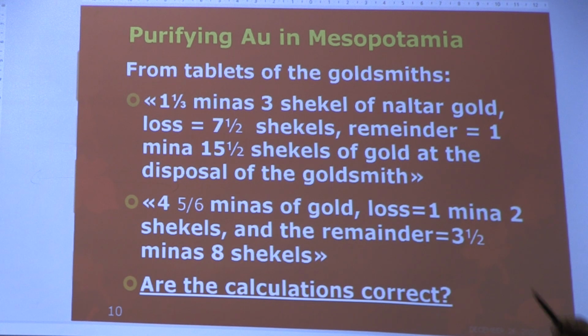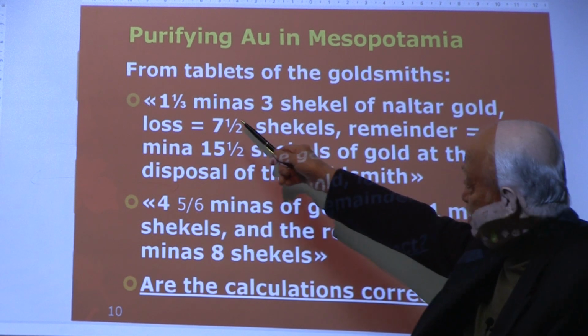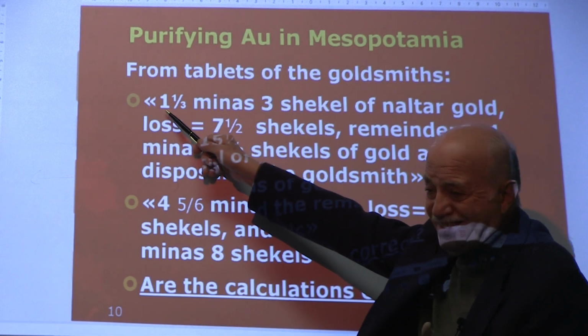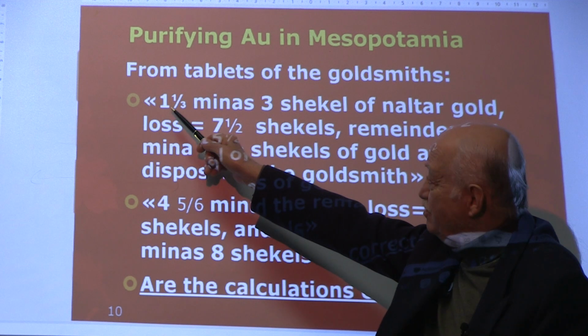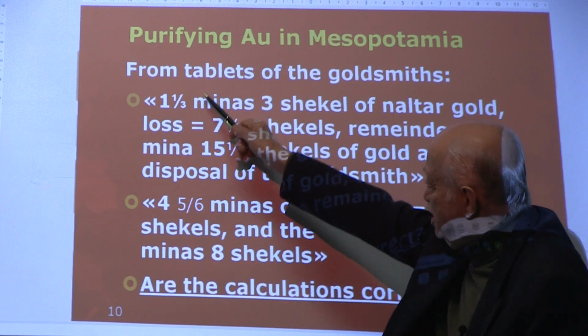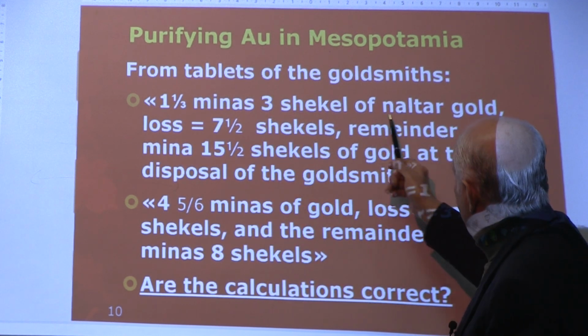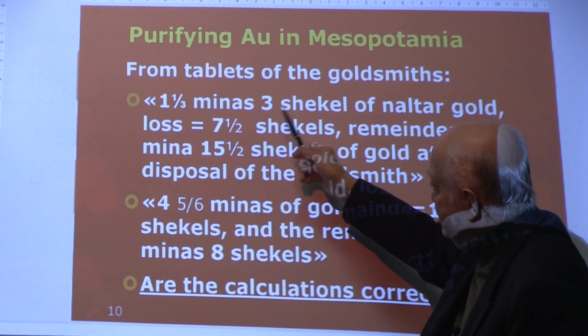So he says this. That means he had 1 mina, that is 60, and 1/3 shekels. 60 and 1/3 shekels, since 1 mina is 60 shekels, and 3 shekels of naltar gold plus 3 shekels.